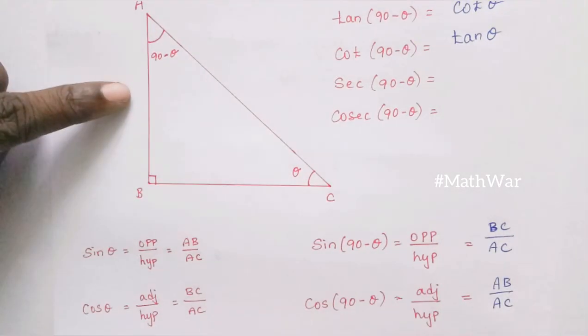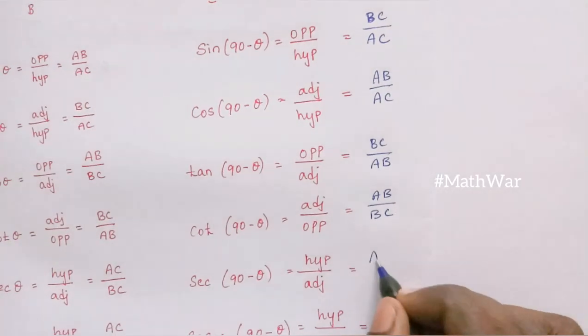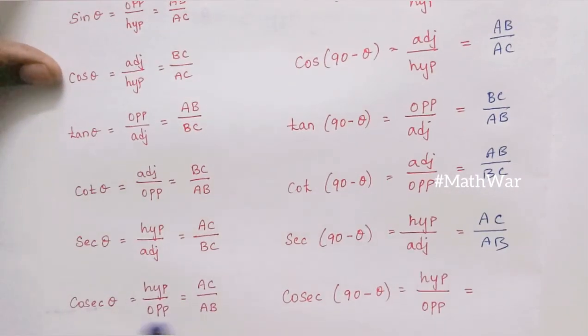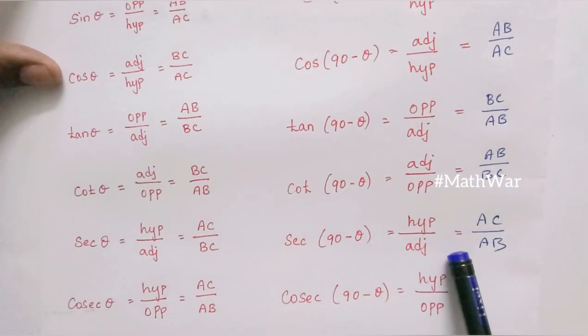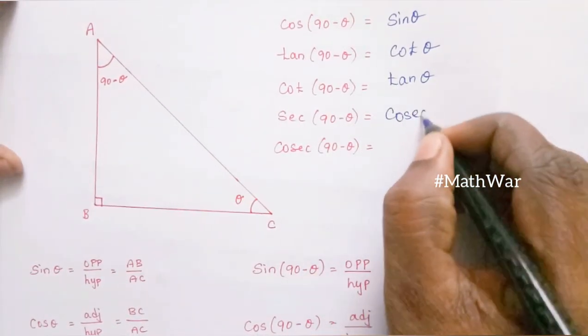For secant 90 minus theta, it is hypotenuse by adjacent. Hypotenuse is AC, adjacent is AB. So it is AC by AB. And you can see here AC by AB is nothing but cosecant theta. So secant 90 minus theta is equal to cosecant theta. That we are going to write it here. So secant 90 minus theta is nothing but cosecant theta.